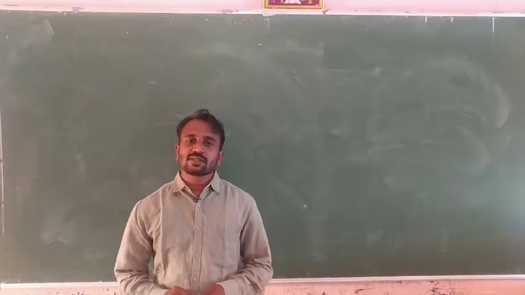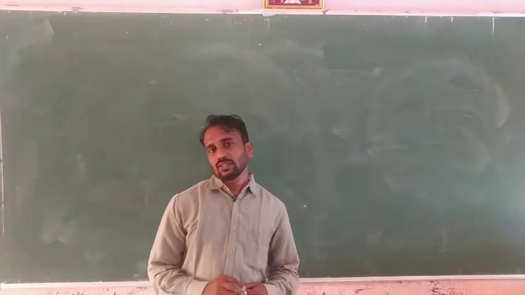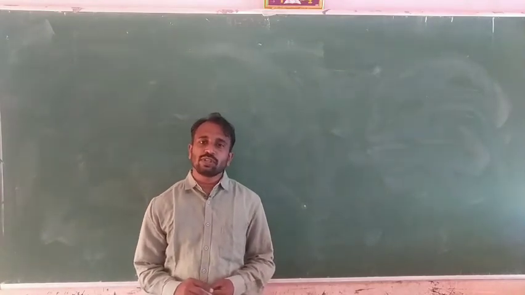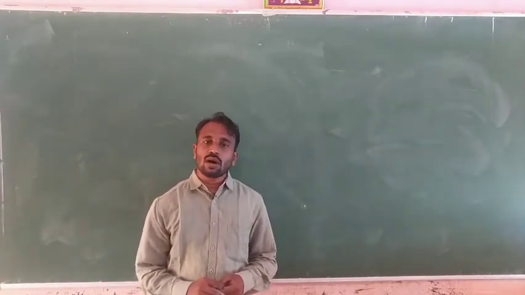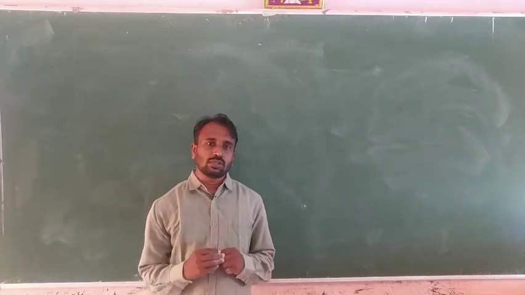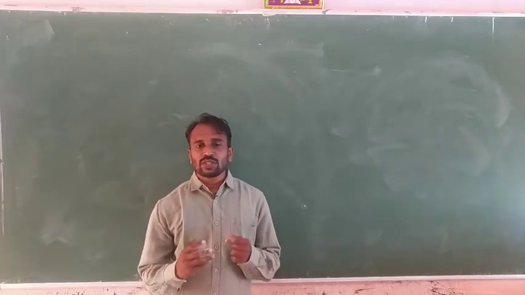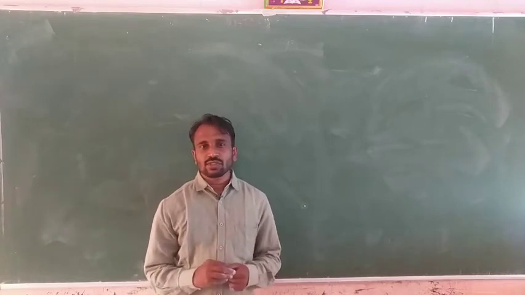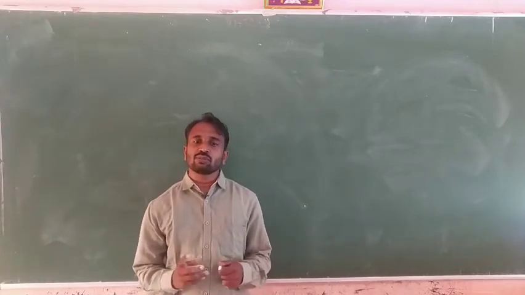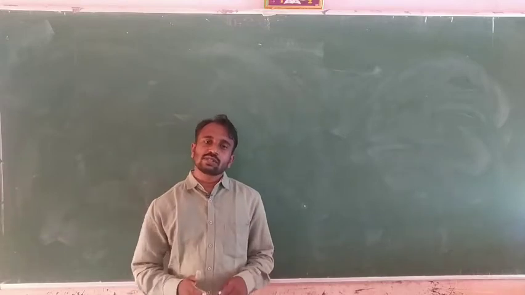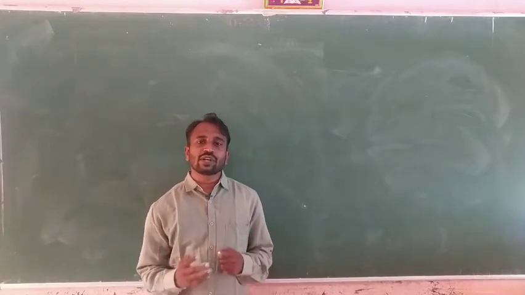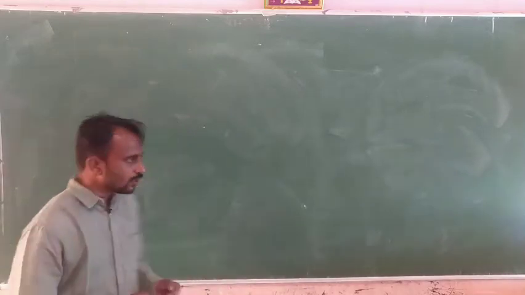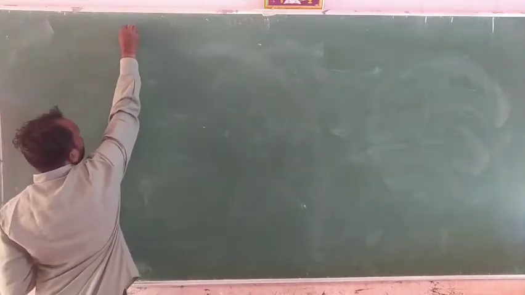Hi dear students, today we will discuss the relation between u, v, r and mu. It means object distance, image distance, radius of curvature and refractive index. A relation between object distance, image distance, radius of curvature and refractive index in a spherical surface.